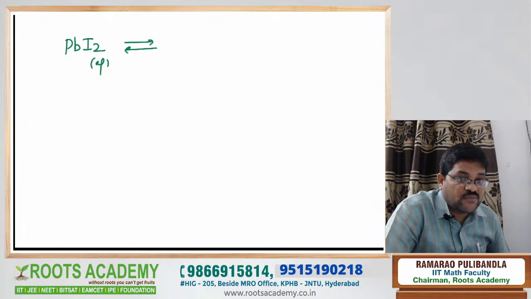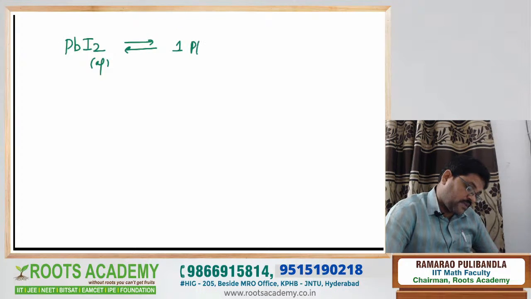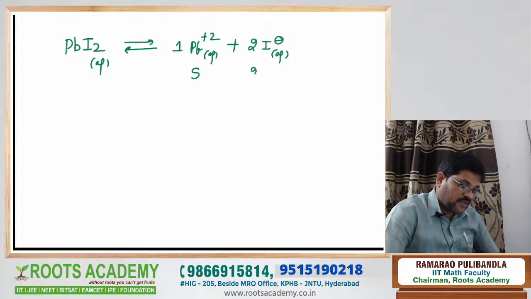Because it is sparingly soluble, you get an equilibrium symbol. Below lead, 1 is there. That means you get 1 mole of Pb2+ aqueous ion. Below I, 2 is there. 2 moles of I minus aqueous. Now, what is the solubility of the Pb2+ ion? It is S. What is the solubility of the I minus ions? 2S. Understood what I am saying?